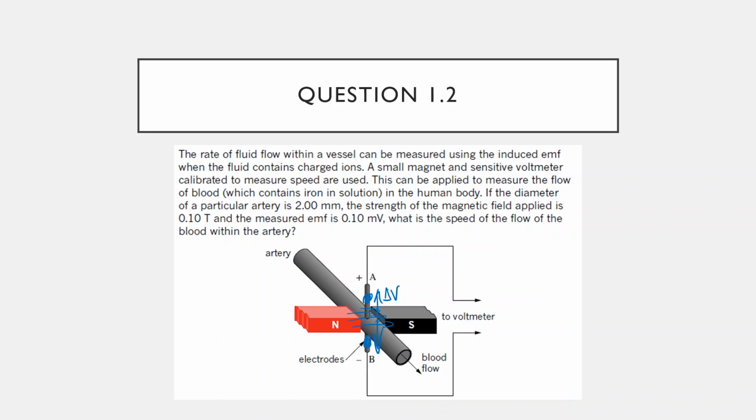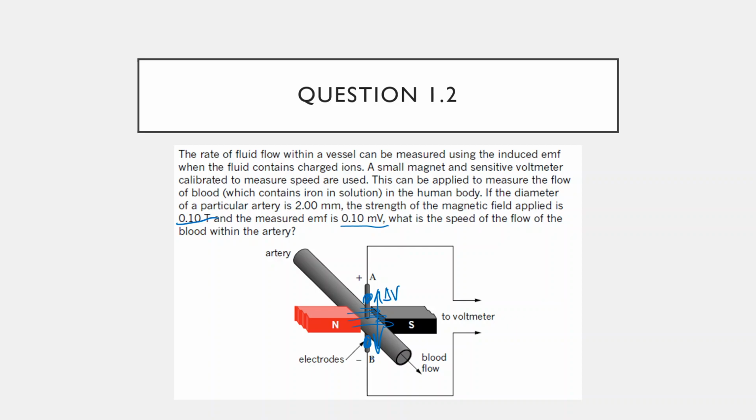Okay. Now it says, if the diameter of a particular artery is 2 millimeters, the strength of the magnetic field applied is 0.1 Tesla and the measured EMF is 0.1 millivolts. What is the speed of the flow of the blood within the artery? Well, we've got all our information. Okay, this is the voltage that's being induced. This is the magnetic field strength between the two magnets.